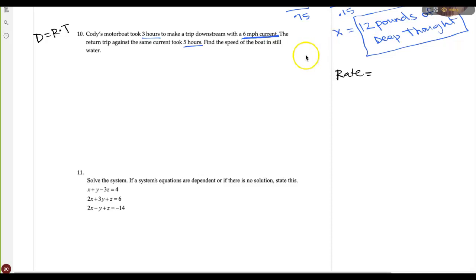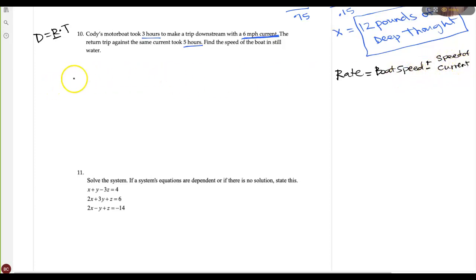Okay, so the rate is made up of two different things, right? It's made up of the speed of the boat, so I'm going to put boat speed. But then whether you're going downhill or up, or downstream or upstream, that's going to be the speed of the current. So I'll say plus or minus the speed of the current.